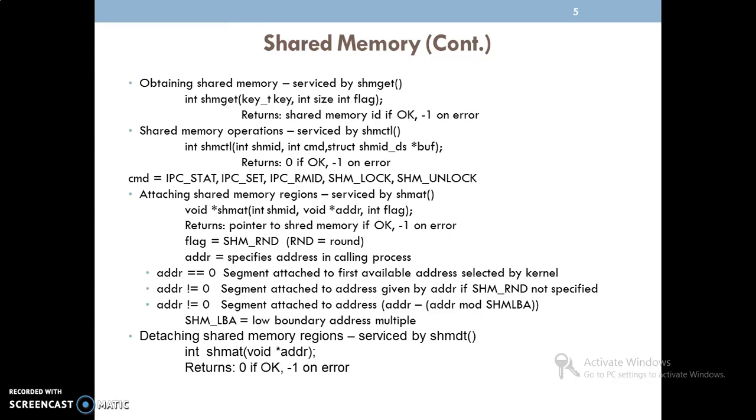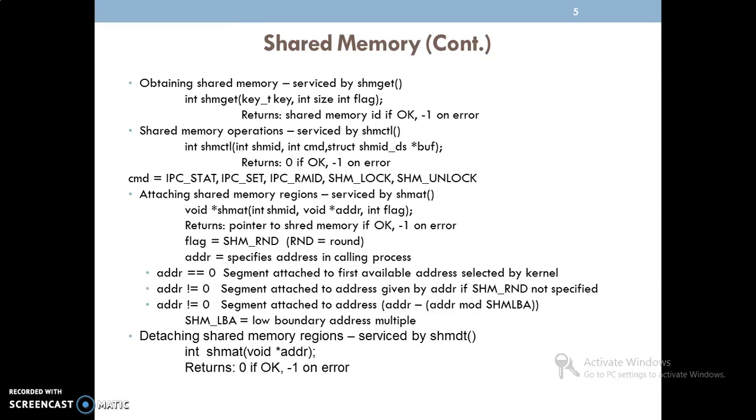Then the return value of this function is the pointer on successful condition, and -1 on error. And this flag value has some additional values, that is shared memory round, semaphore round, and it is specified. And with respect to address, we have different values here. It specifies the address in the calling process.